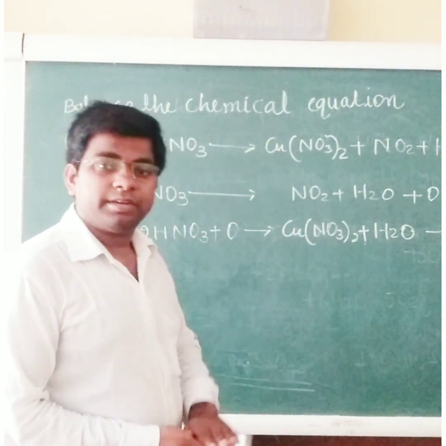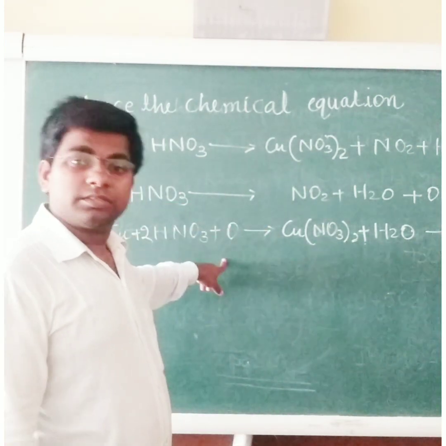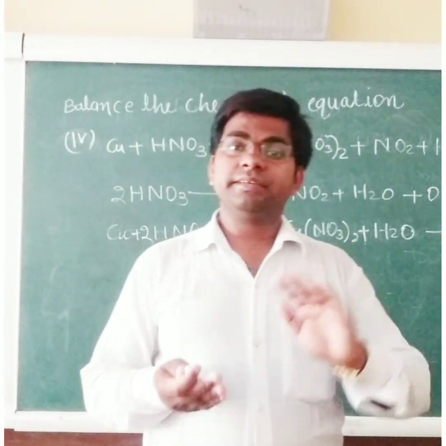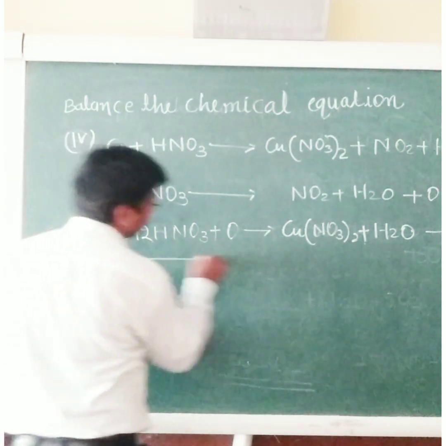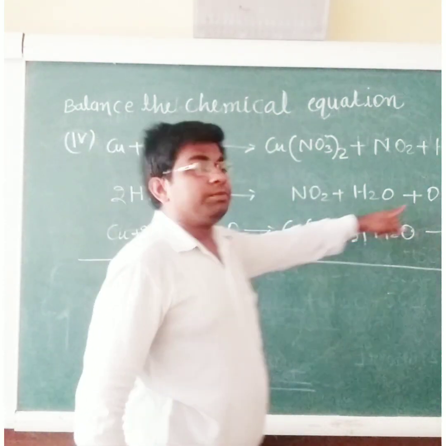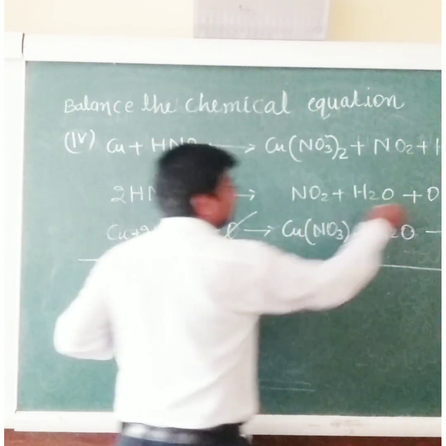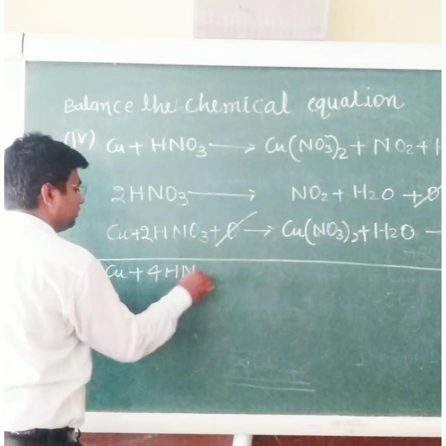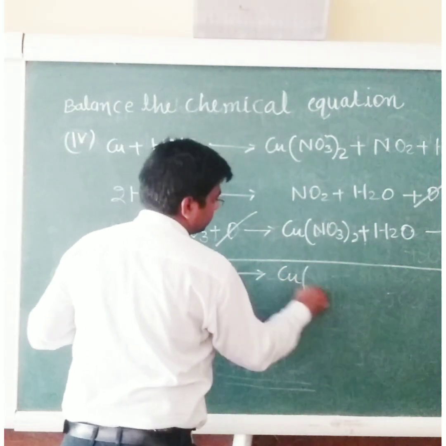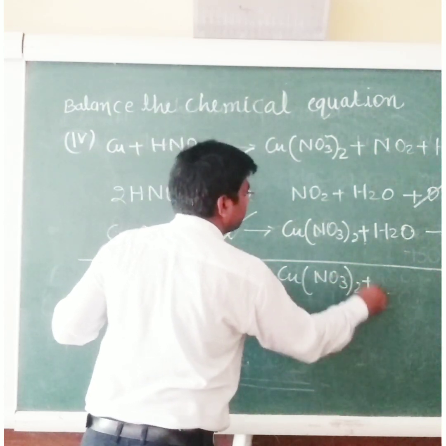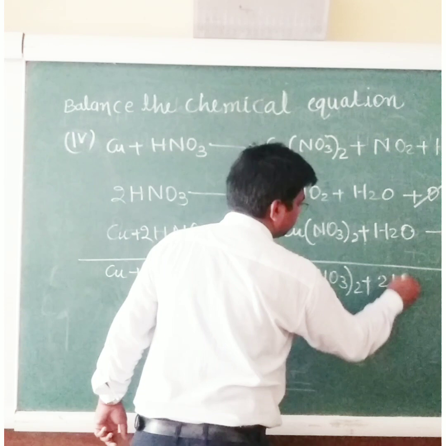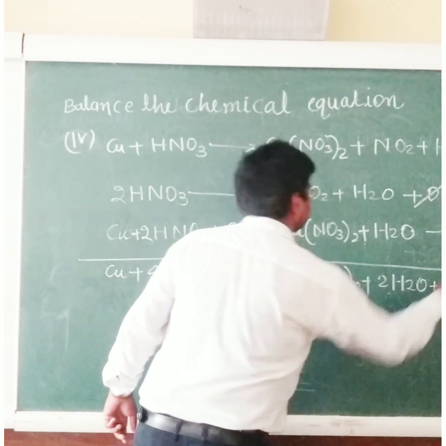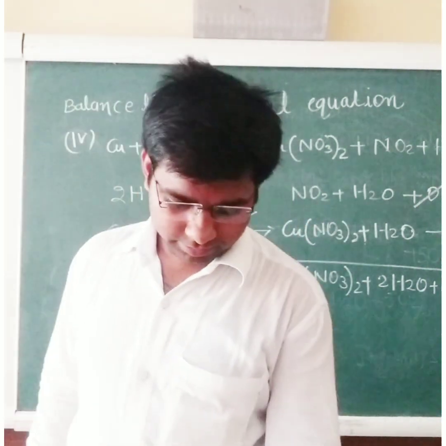Now the first equation is a reduction and this is the oxidation, both are balanced, and we can get the overall equation by adding both equations. Here one atom is produced and one atom is utilized, so it will be cancelled. So Cu plus 4HNO3 equal to Cu(NO3)2 plus 2H2O plus NO. This equation is balanced.